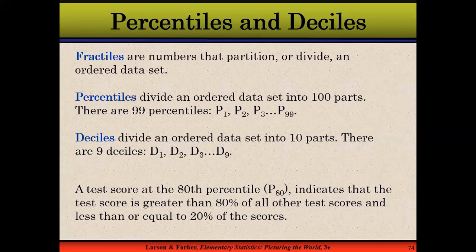Okay. So then there is an example. A test score at the 80th percentile indicates that the test score is greater than 80% of all other test scores and less than or equal to 20% of the scores. Okay, so you must have taken a standardized test. What I mean by a standardized test is one that produces the result in the form of percentiles. So if you get the 80th percentile in the test, that means you have performed better than 80% of the people, and you have performed poorer than 20% of the people.